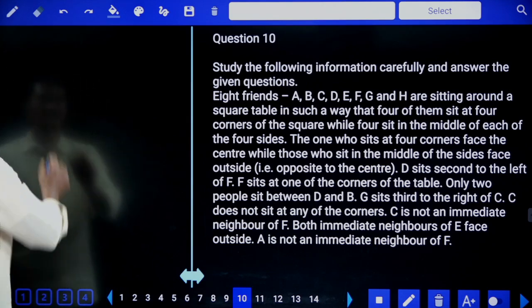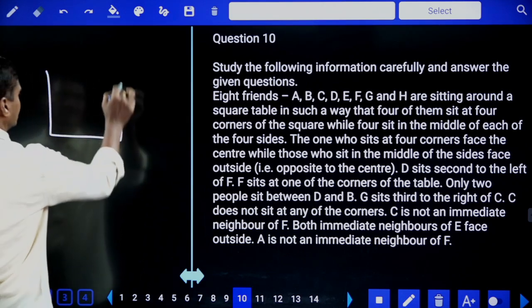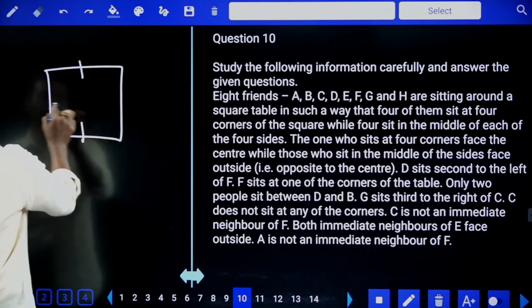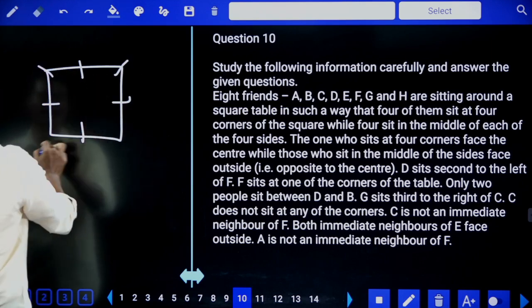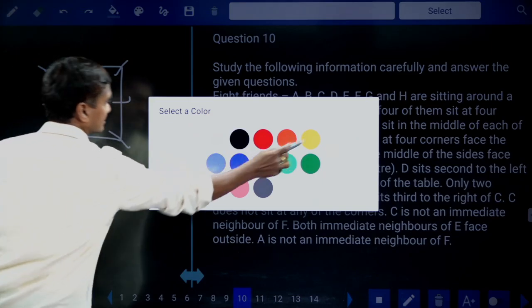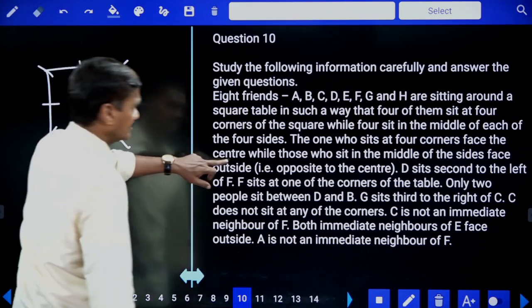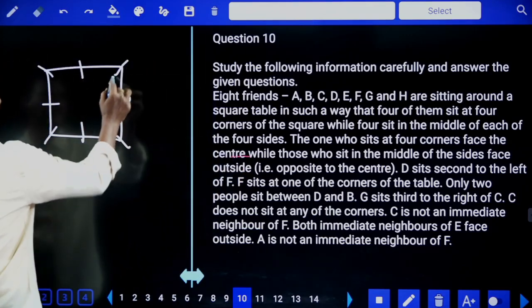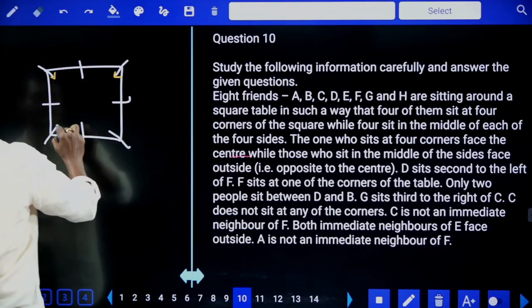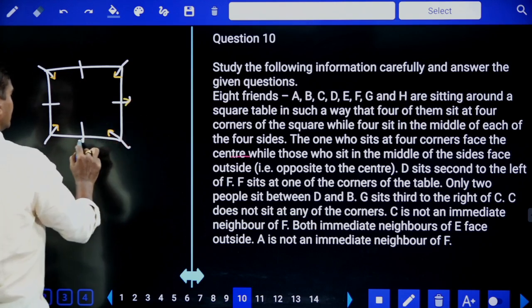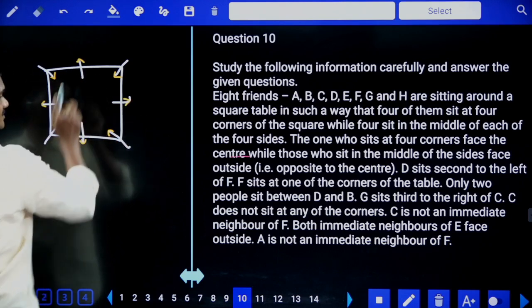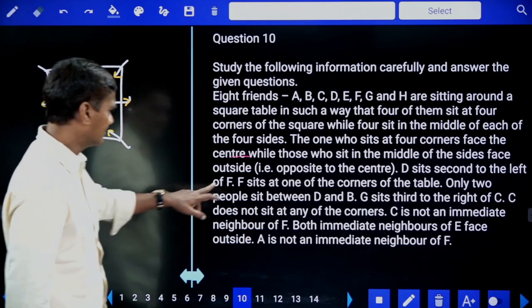Yes, your time is up. Now 8 persons seated around a square table. Now 4 at the center, 4 at the corner. Then tell me how the persons who are at the centers face. Corners are facing the center, and centers are away from the center. Then coming to the first information. And what is the first information we have?